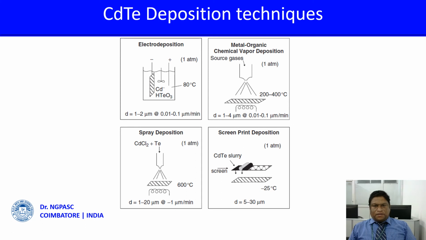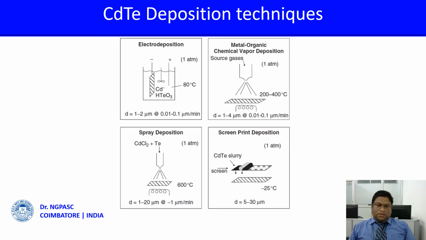So in this technique, we will use a cadmium chloride plus tellurium material as a mixture, and they will send it at high pressure to the substrate. The substrate will be kept at a temperature of 600 degrees centigrade, but it is at 1 atmosphere, which means atmospheric conditions. So the thickness will be around 1 to 20 micrometers. You can get it at the rate of 1 micrometer per minute. It is a little bit faster deposition.